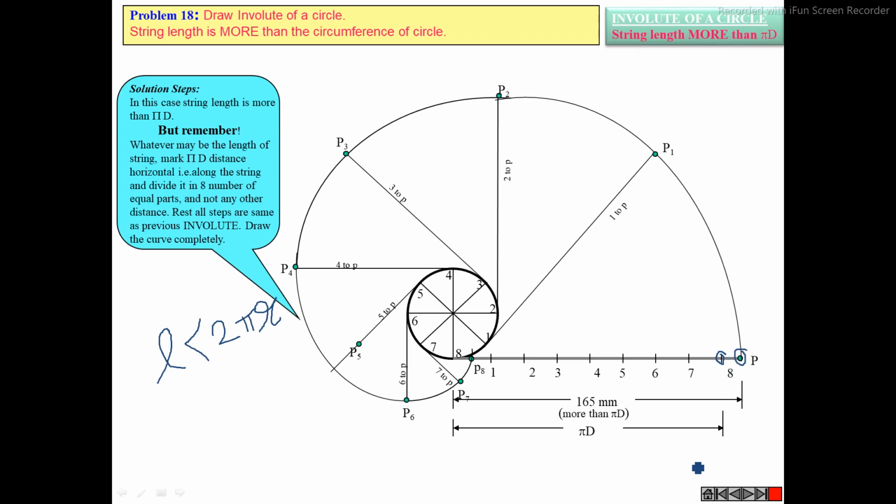For the third case, where will point P lie and where will point 8 lie? Point P will be in the 8th position and 8 will be in the P position. Yes. In the third case, just reverse it. P will become point 8 and point 8 will become P. That means for the third case, P comes over here and 8 goes over here.